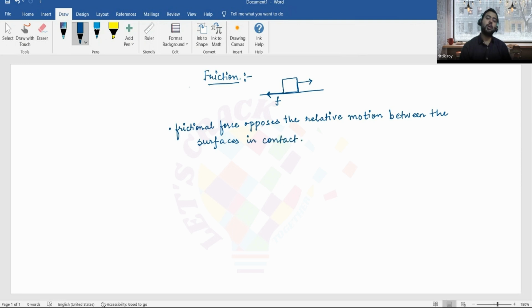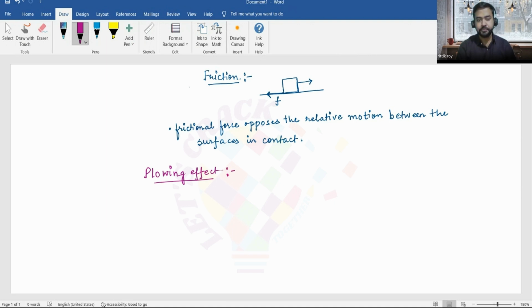Also in the last class we studied the causes of friction. So what were the causes of friction? One was the interlocking between the two surfaces. And the other cause is the ploughing effect. So the question is, what is the ploughing effect? Let's try to understand what the ploughing effect is.